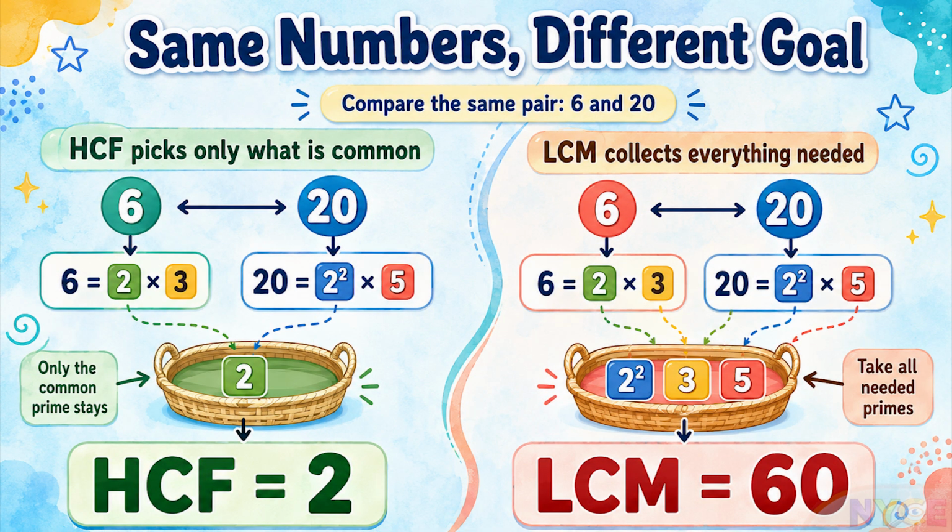Let us compare them with the same pair, 6 and 20. 6 equals 2 times 3. 20 equals 2 squared times 5. For HCF, take only the common prime, that is 2. The smallest power is 2 to the power 1, so HCF is 2. For LCM, take all primes involved, 2, 3, and 5. Choose the greatest powers, 2 squared, 3, and 5, so LCM is 60.